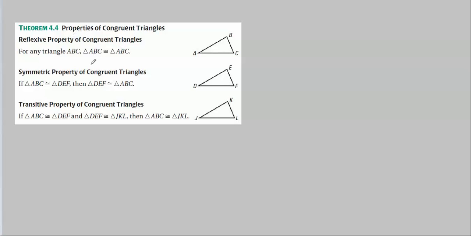Symmetric property. It doesn't just go one way. If this triangle is congruent to this one, then it goes both ways. This triangle is also congruent to this one. In the transitive property, we've got two triangles, both congruent to a third, then they are congruent to each other. Probably exactly what you would have guessed. And if you don't like these, then figure out how you would work problems if this wasn't true. Things would be kind of messed up if this didn't work out.